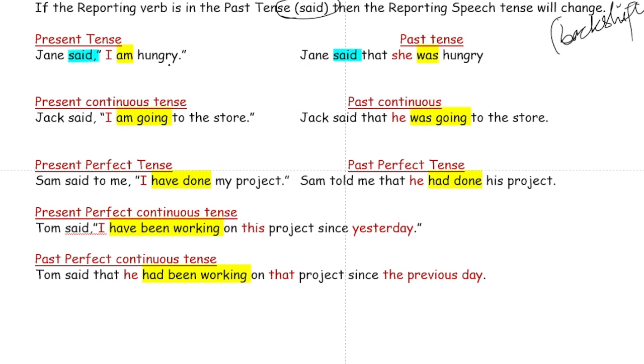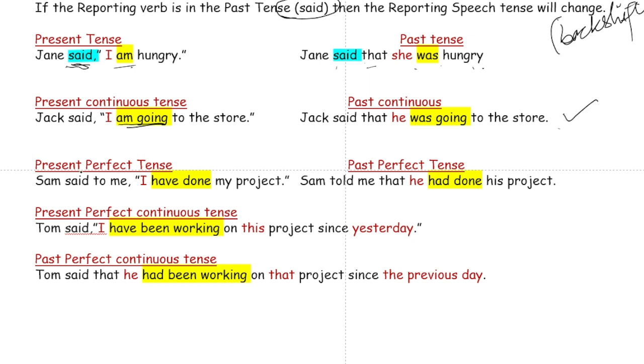Jane said, I am hungry. Right? So it is said, and what it is, I am hungry. Clear? I am hungry. This is written in simple present tense. So it will change into Jane said, comma will be removed, that she was hungry. Present tense will change into simple past tense. If my reporting speech is written in present continuous tense, Jack said, I'm going to the store. It will change into past continuous. Jack said that he was going to the store.